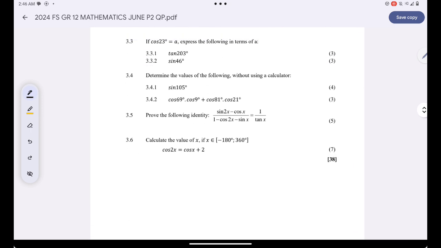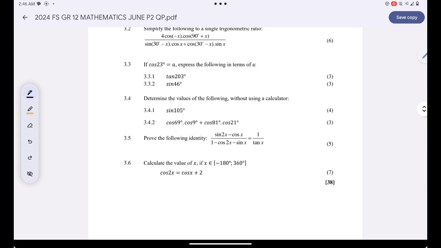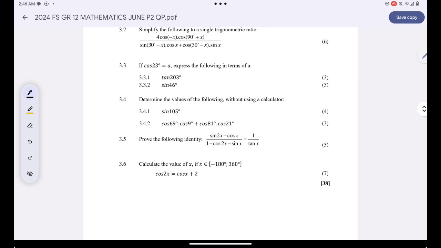Then now we have 3.2. In 3.2 we are supposed to simplify. At the top, guys, we will have the cos of negative x. Negative angles are in the fourth quadrant, right? And in the fourth quadrant, cos is positive. So we'll have cos x all together. And then we have cos of 90 plus x.